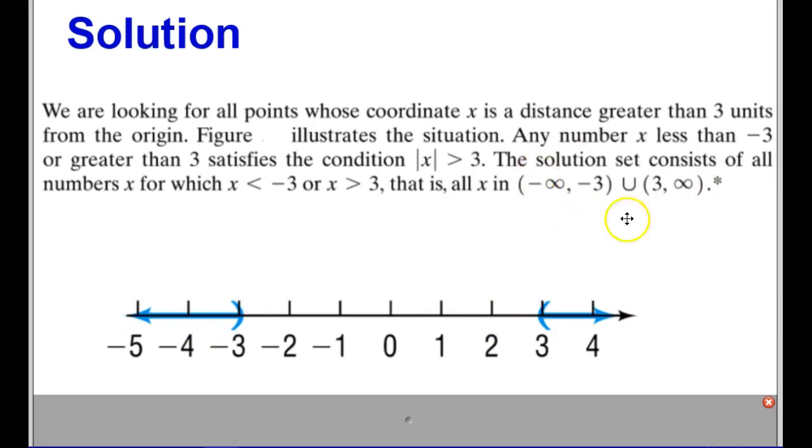So how do we write this? This is using some of our set notation and our interval notation. I see that I go from negative infinity to negative 3, and I also go from 3 to positive infinity. So that's how we write it if we have more than one solution that's all included.